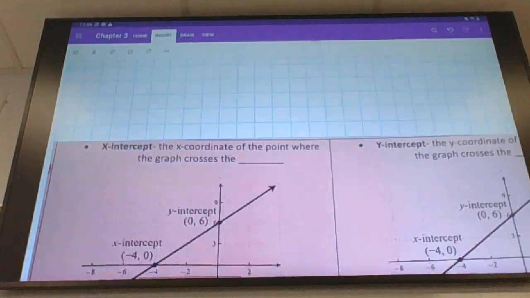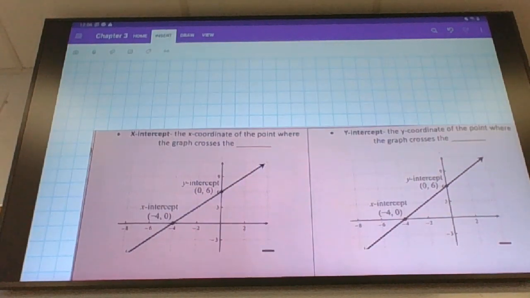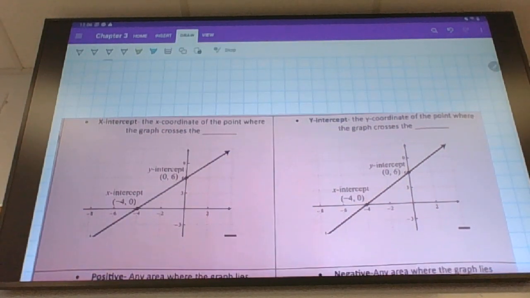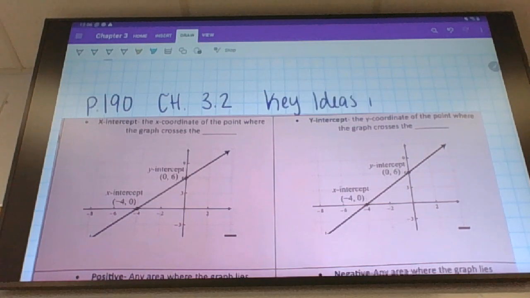Okay, good. Make sure you put on here, this is from page 190. It's chapter 3.2, and yours says key ideas and graphs. So the first two, I believe you already know and are comfortable with.